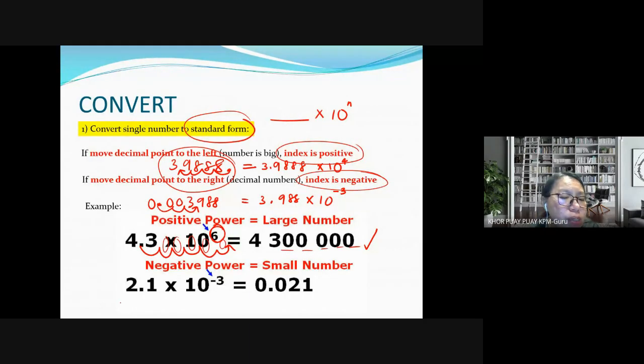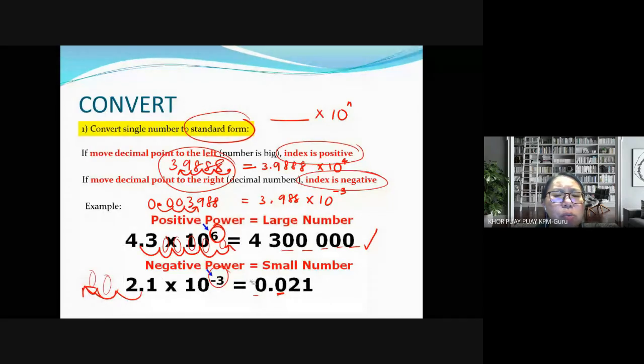Now, what if your standard form has a negative index? Then you jump in front. If they give you negative 3, then you jump 3 steps and you fill up the missing steps with 0. All right, so that's why there's a 0 here. Okay, next one.